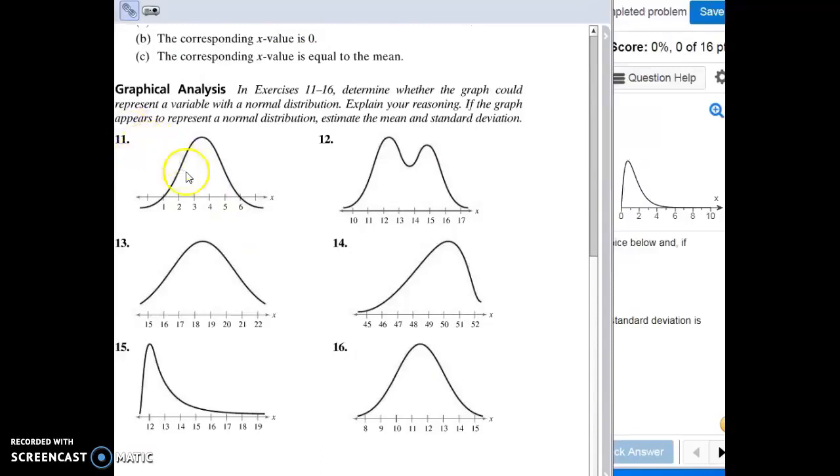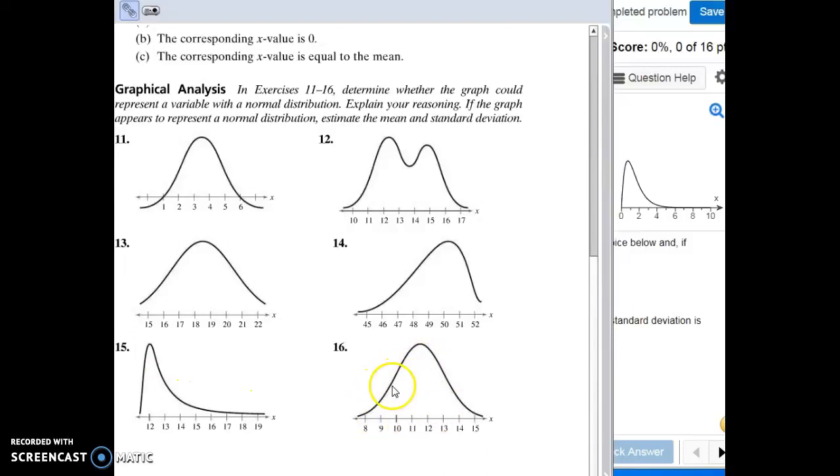Here are some samples. This one goes below the x-axis, so it's not a normal distribution. This one's not because it has two peaks. This one never approaches the x-axis. As we get out in the tails, it needs to be down close to the x-axis. This one isn't symmetric. It's skewed to the left. This one's skewed to the right.